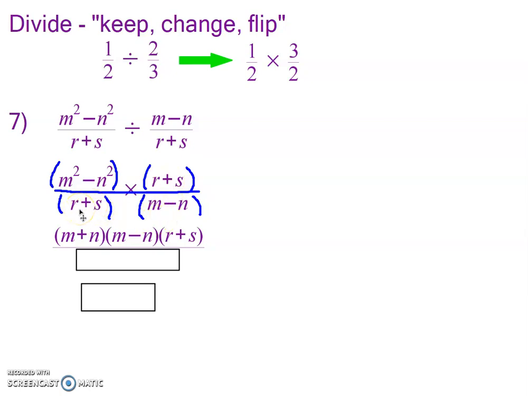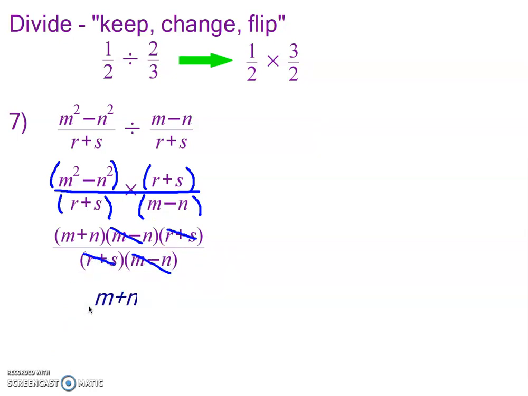Alright, so we did already check the r plus s. The m minus n, two terms separated by a minus sign, you can't pull out a GCF, and it's not a difference of squares or cubes, therefore you can't factor it. So now, once you have everything factored, you look on top and bottom to see if there's anything you can reduce. We have an m minus n that cancels, an r plus s that cancels. All you're left with is the m plus n in the numerator.